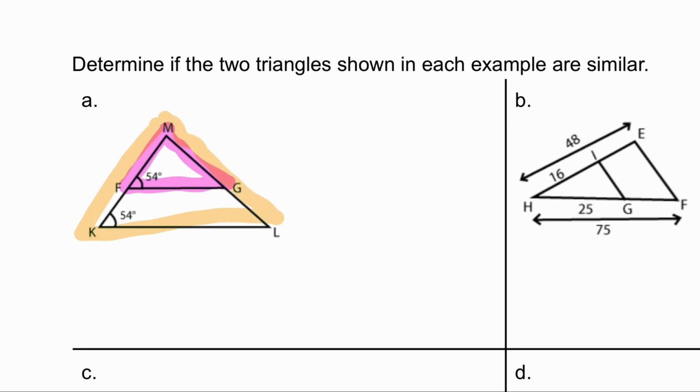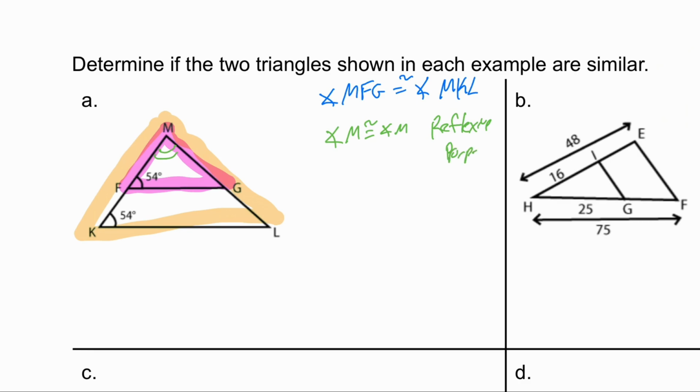Now, when we look at this, we know angle MFG is congruent to angle MKL, and that's simply because they're stating that for us. They're telling us, hey, they're both 54 degrees. Now, to find our second angle here, we can actually use the reflexive property up here. We know that angle M is congruent to angle M because of that reflexive property.